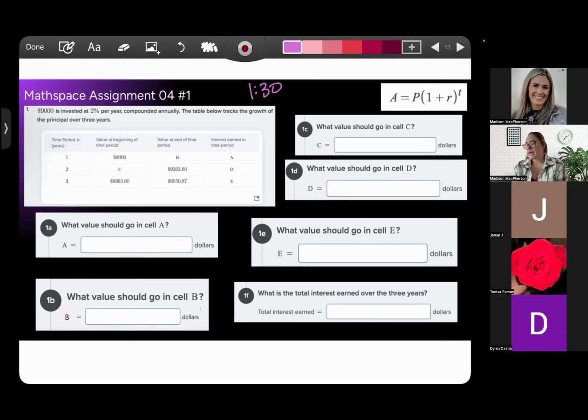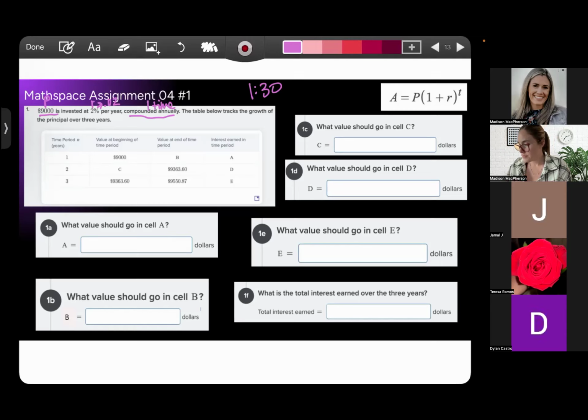$9,000 is invested at 2% per year, compounded annually. So we've got this number here is going to be our P. This number here is our rate. If we express it as a decimal, it's 0.02. Compounded annually means it's one time, so we don't have to do anything with the time. The table below tracks the growth of the principal over 3 years.